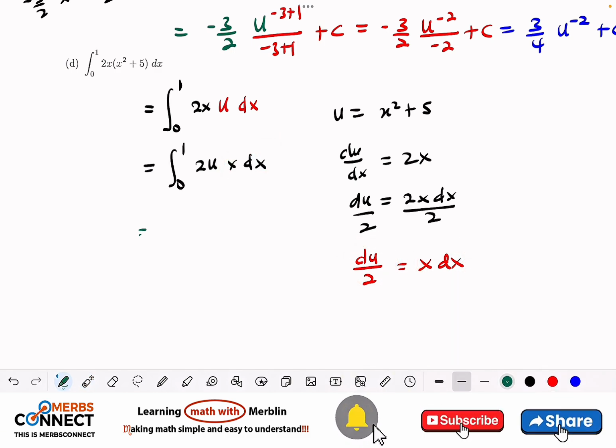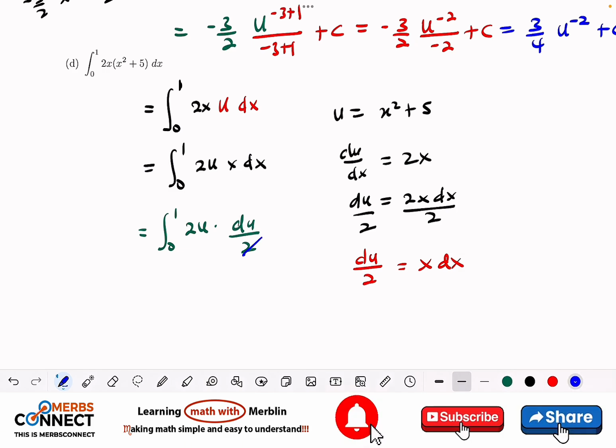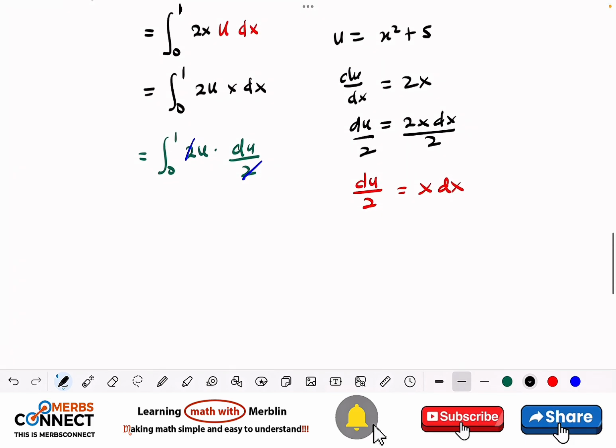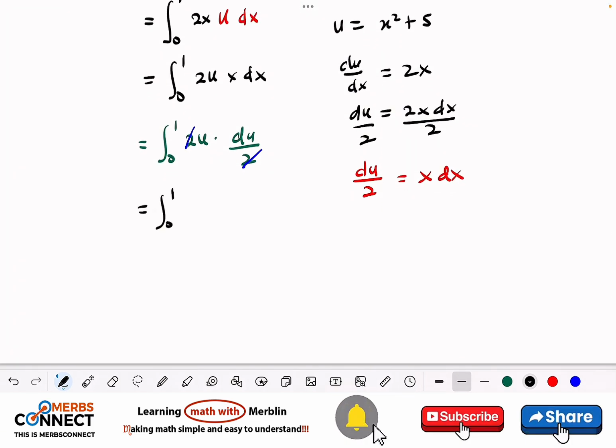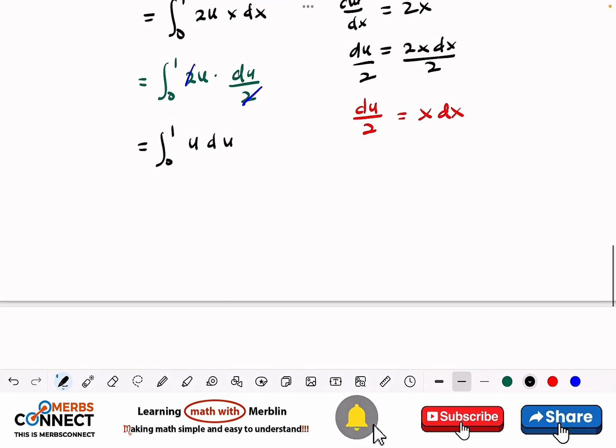So this is going to give us integration from 0 to 1, and then I'm going to have 2u times du over 2. But happily, this cancels that, and we are going to have from 0 to 1 u du. Good. Now let's go through the integration. This is to the power 1, and remember this is not a fraction or a rational function. So don't think about the natural log. It is when you have 1 over, then you think about that.